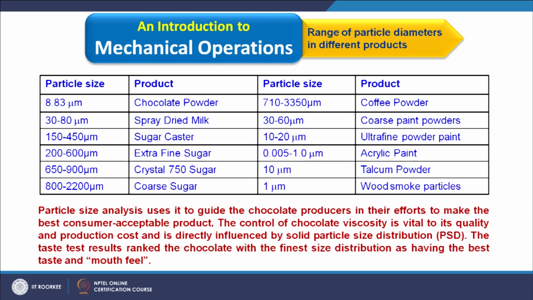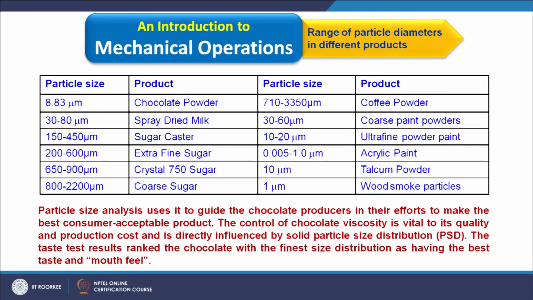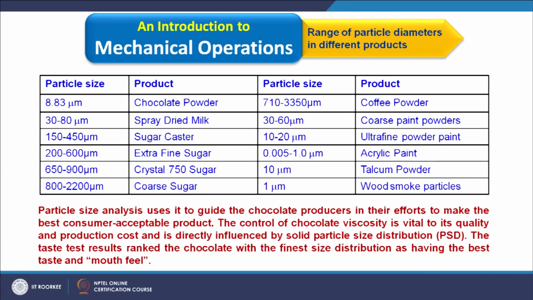Now, how does it happen? When we have different sizes of particle and we go to the very small or finest size, like 8.83 micrometer, that is very small. If I have that small size particle in chocolate, it basically controls the chocolate viscosity. So, when the chocolate mixes with the saliva, it controls viscosity in such a way that it is spread in our mouth and it gives the mouth feel. It happens with a particular size only.